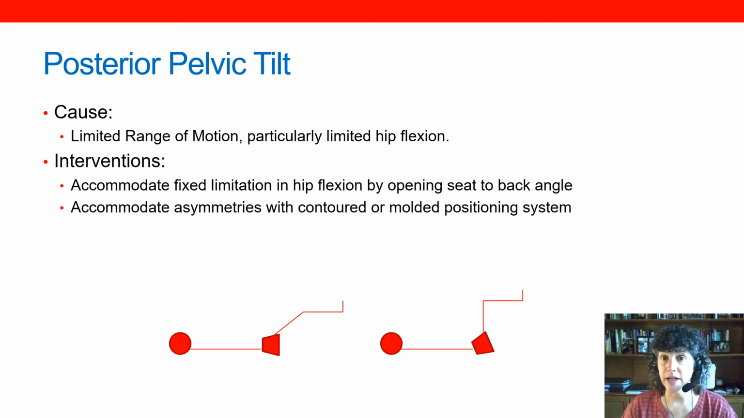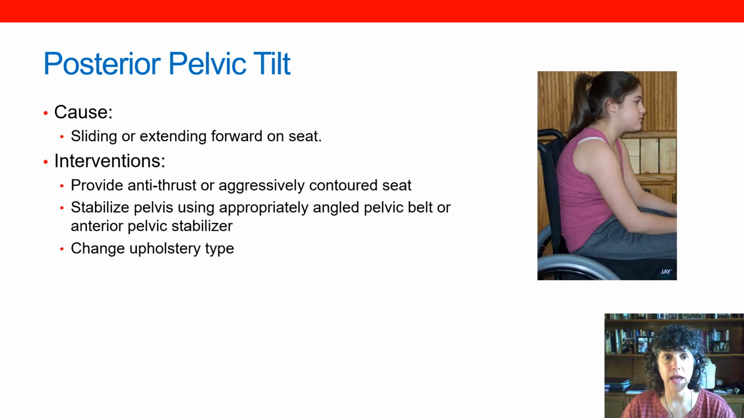At that point, I need to back off a little bit, note that angle, and make sure that the seat to back angle of the seating system does not assume an angle that's more closed than the person's available range. So this is usually accommodated for with a more open seat to back angle.